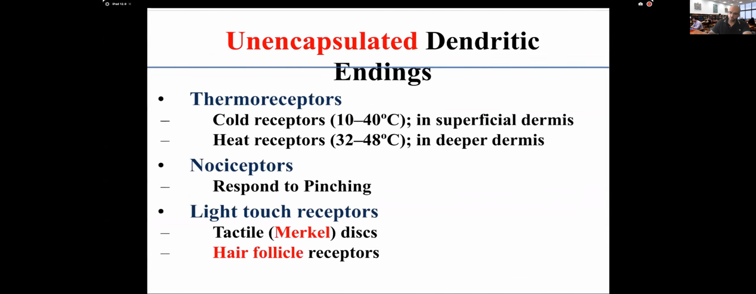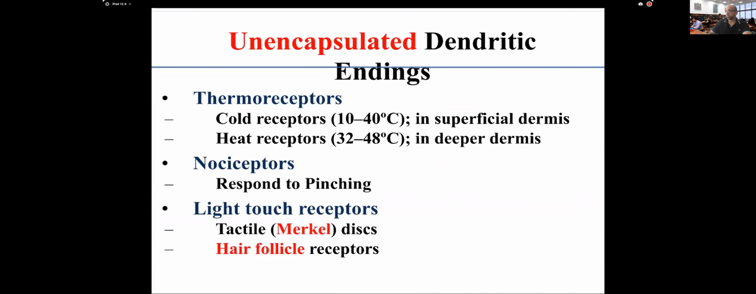Moving on to the first part of the simple receptors. Those are the unencapsulated dendritic endings, like the thermoreceptors. We have two types of thermoreceptors in the skin. We have the cold receptors, which operate and send impulses at 10 to 40 degrees Celsius, and they are located in the superficial dermis. Compared to the heat receptors, they operate between 32 and 48 degrees Celsius, and they are located in the deep dermis.